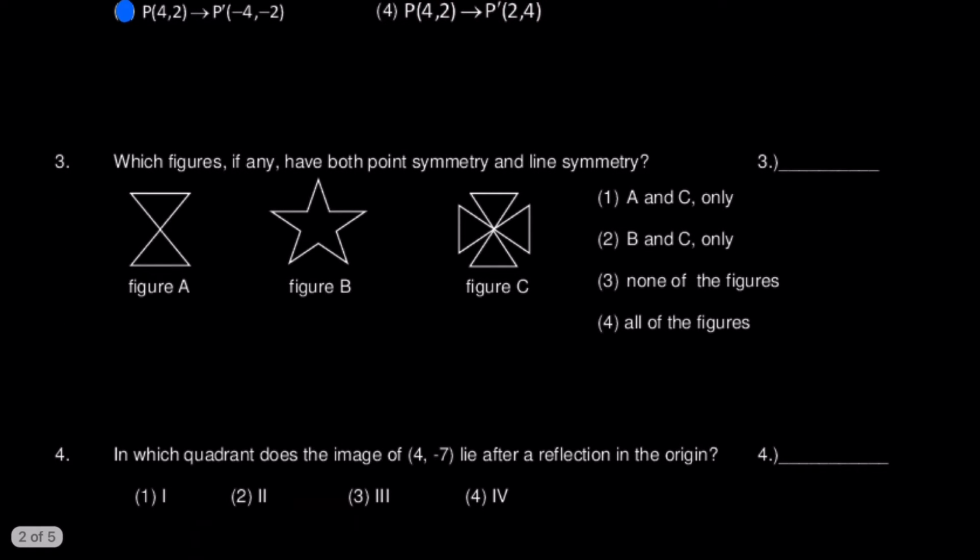Question 3. Which figures, if any, have both point symmetry and line symmetry? Well, a quick glance shows us that all of these have line symmetry. So the issue is going to be which ones have point symmetry. Point symmetry, if you remember, is if you turn the shape upside down, is it the same shape? This one, yes. This one, I think, is pretty obvious. Also, yes. This one here is no, and the reason for that is this point would be down here, so it kind of looks something like this, right? I'm just kind of estimating this. So it would not be the same. That does not have point symmetry, so we're looking at A and C only. Choice 1.